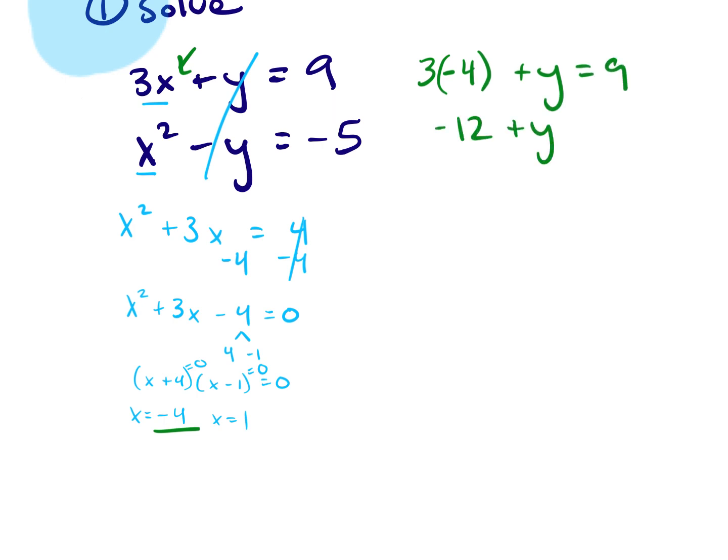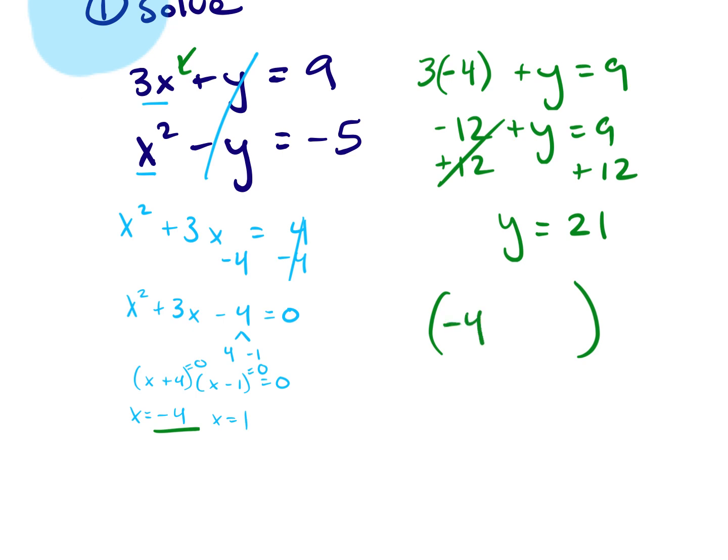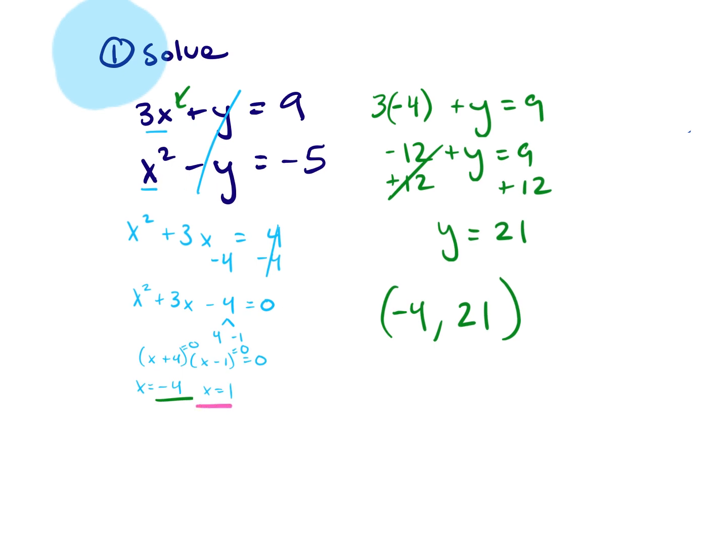Negative 12 plus y is equal to 9. And then we're going to add 12 to move it to the other side. So y is equal to 21. So how would I write the first answer? Negative 4 comma 21.